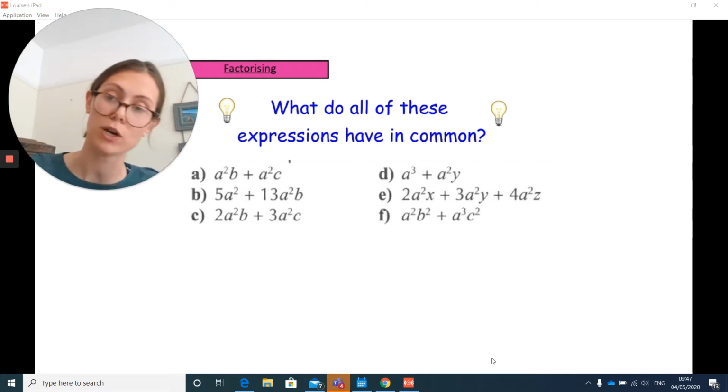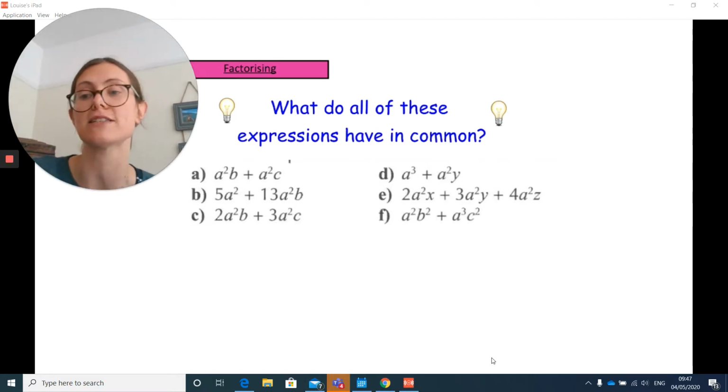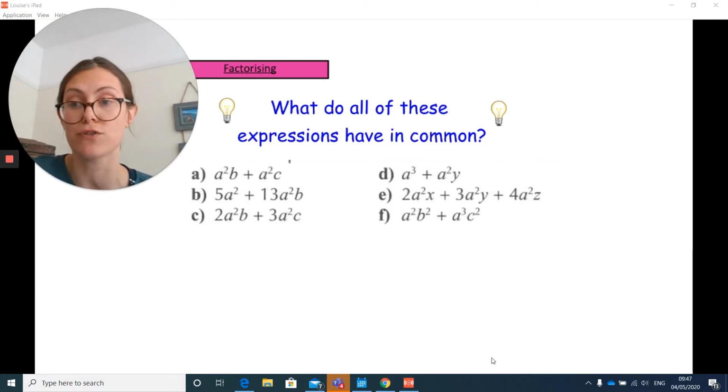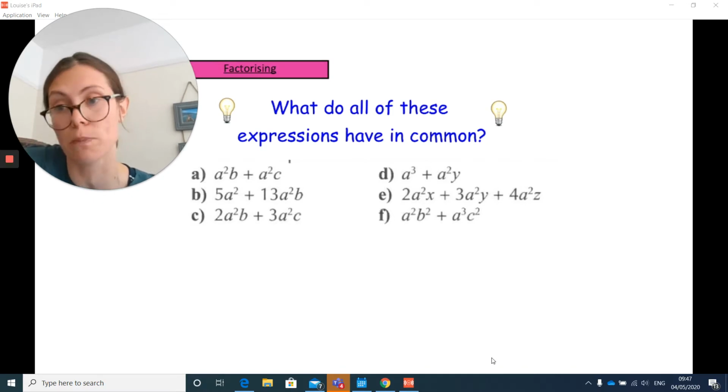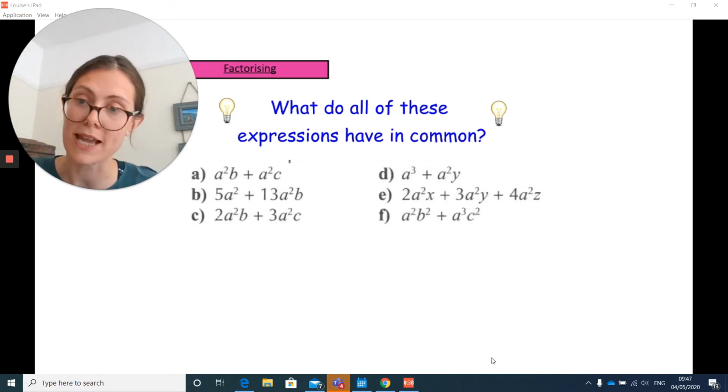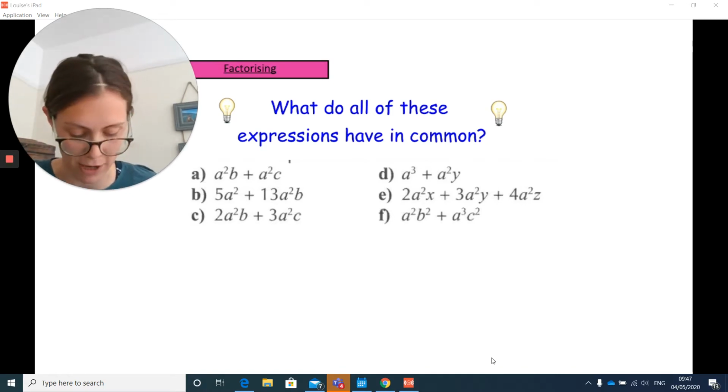and in particular we're going to look at letters and common factors in letters today, because with numbers we get very good at finding highest common factors of numbers because it's a topic in itself at GCSE, but the letters is where sometimes we can create some confusion.